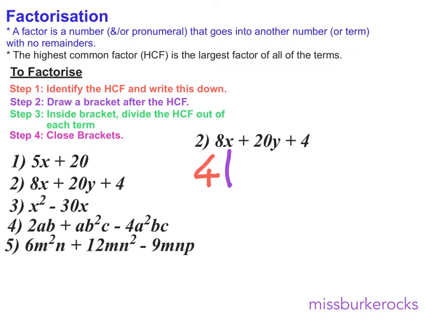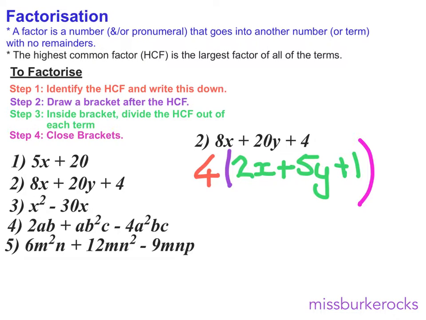Our next step is actually to divide our highest common factor out of all of our terms. So 8x divided by 4 leaves me with 2x. Positive 20y divided by 4 gives me positive 5y. And positive 4 divided by 4 gives me positive 1. And then I just need to close my brackets. And I can double check that by thinking what it would look like if I expanded it out. So 4 times 2x gives me 8x, 4 times positive 5y gives me positive 20y, and 4 times 1 gives me positive 4. So therefore I know that that one there is correct.